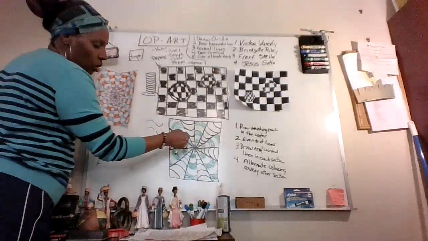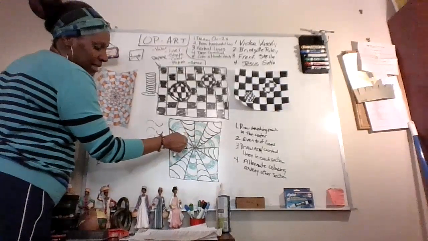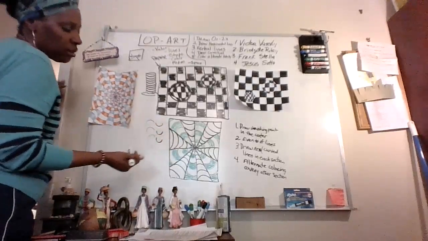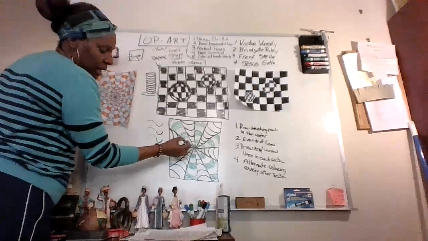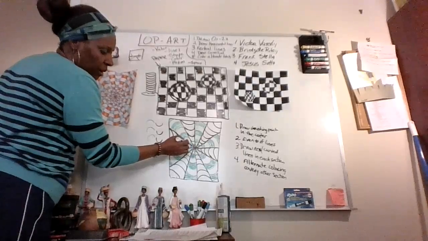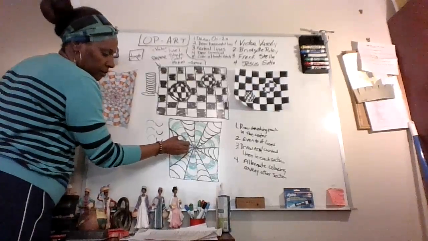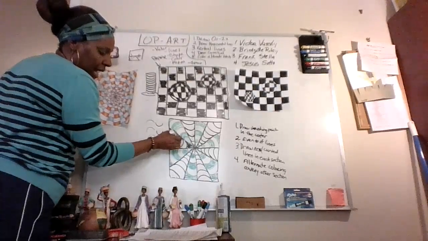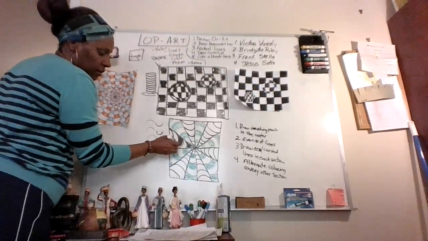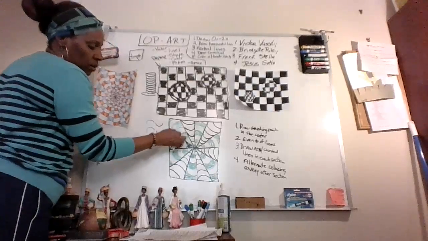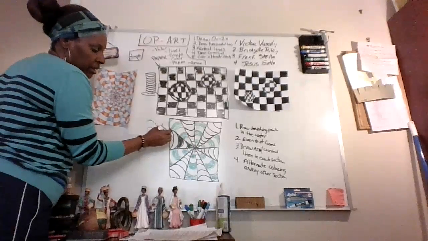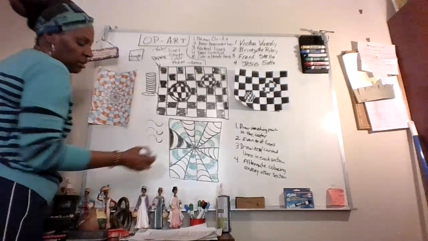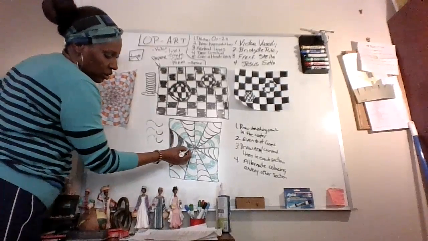Now, I don't want white and white, I want to have my colors go every other. So here, I'm going to put black. Skip, black. So side by side is two different colors. And that's what gives you that motion or that movement and rhythm in your picture.